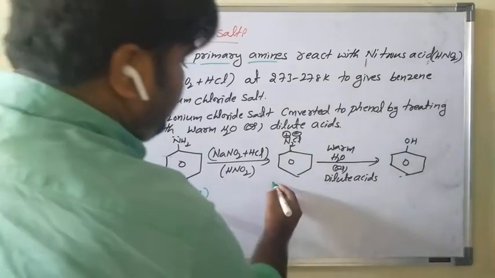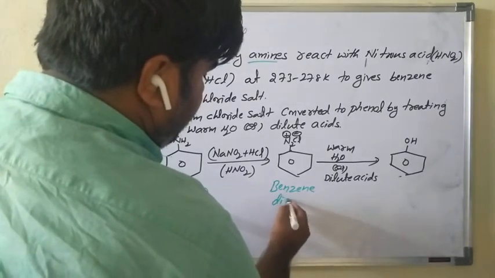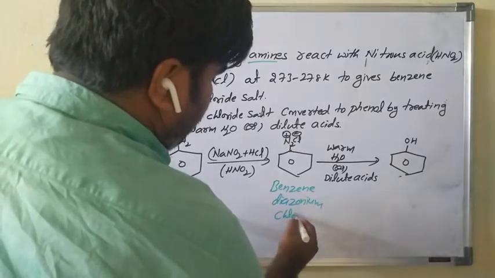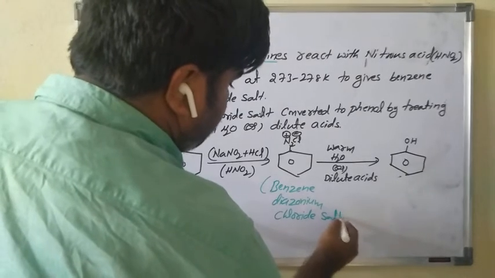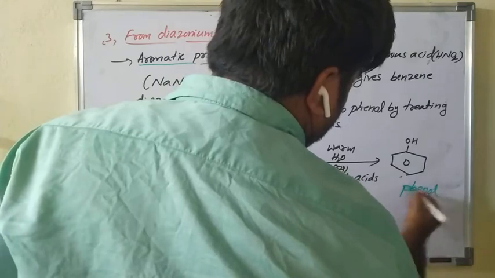This is benzene diazonium chloride salt. Benzene diazonium chloride. Benzene diazonium chloride salt. This is phenol.